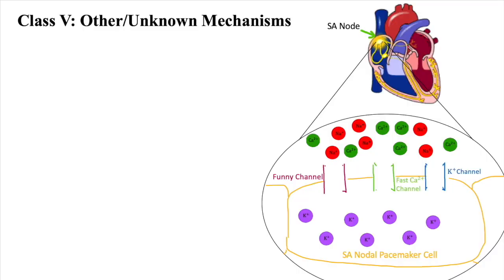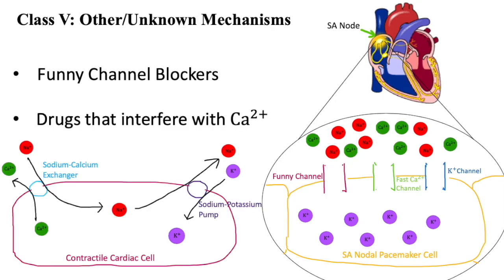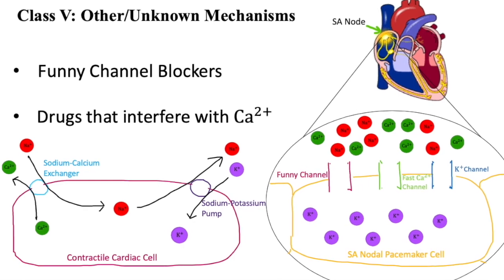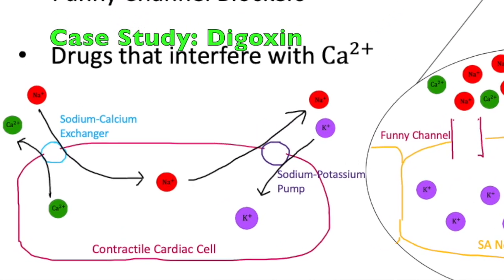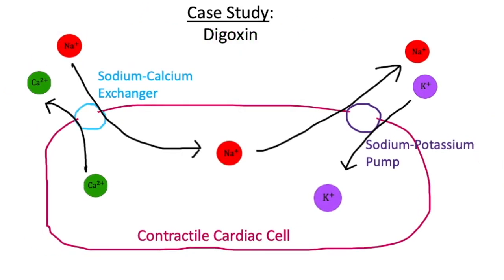Class 5 antiarrhythmics include all other drugs which reduce heart rate by other or unknown mechanisms. Two notable types include funny channel blockers, as well as agents that decrease calcium levels by other mechanisms. This brings us to our case study of one particular antiarrhythmic drug called digoxin.